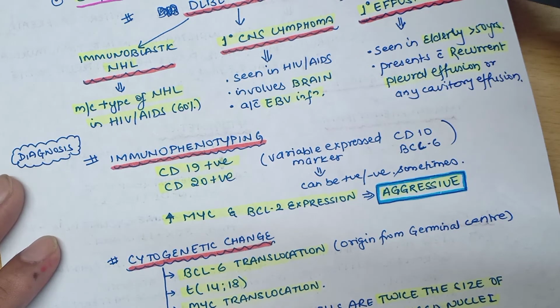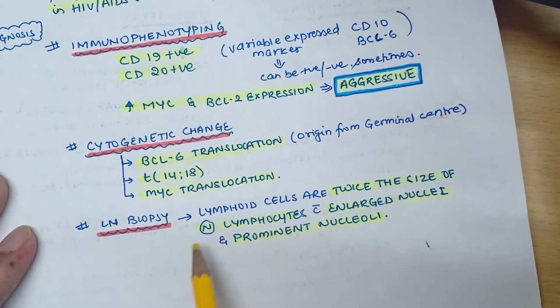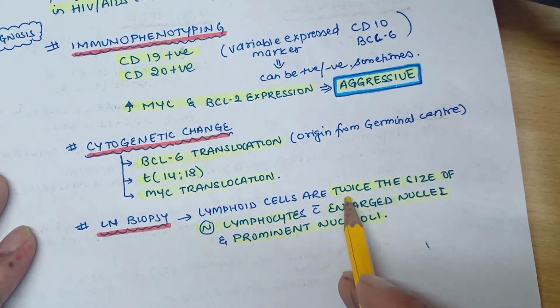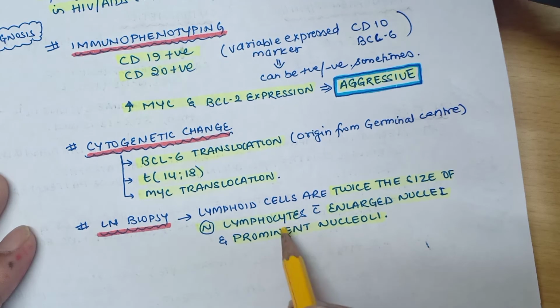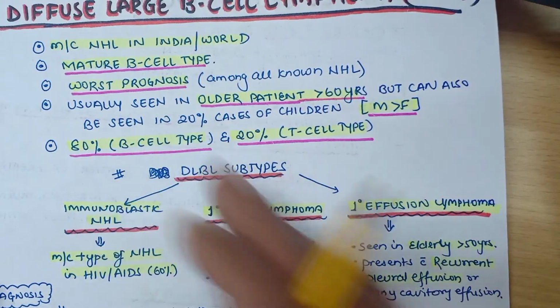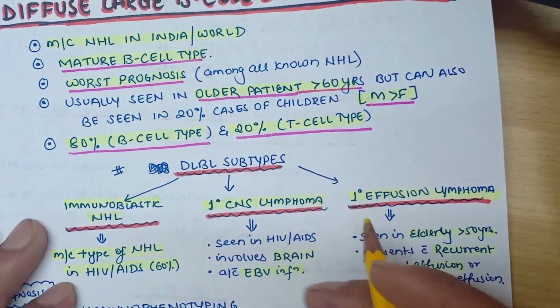On lymph node biopsy, you see lymphoid cells which are larger in size. They are twice the size of normal lymphocytes. They have enlarged nuclei and prominent nucleoli. So this was the overview of diffuse large B-cell lymphoma.